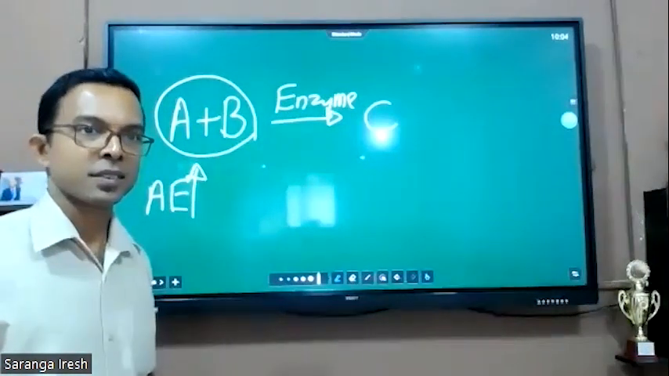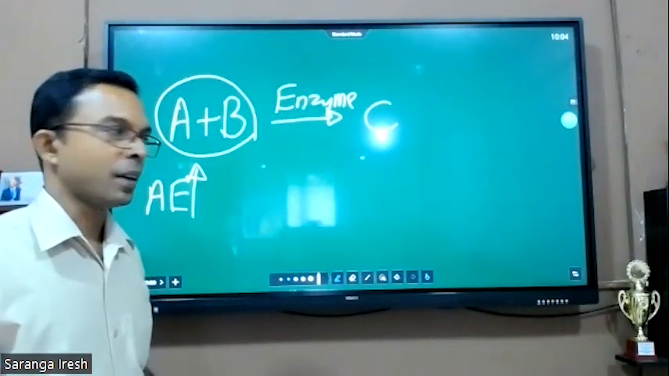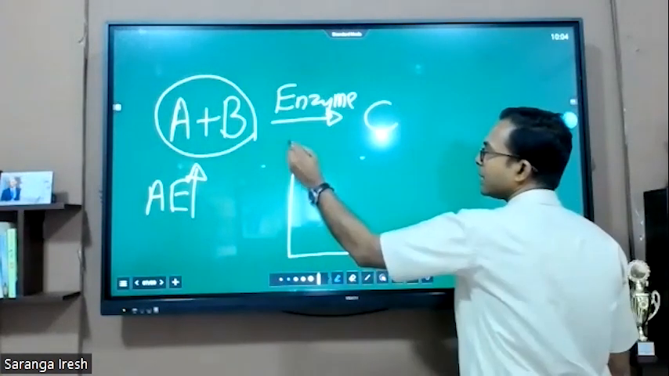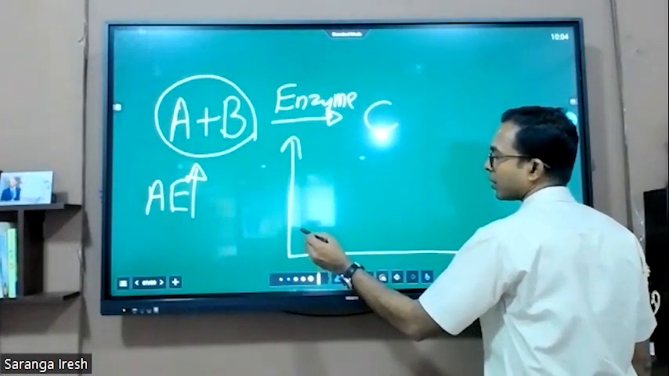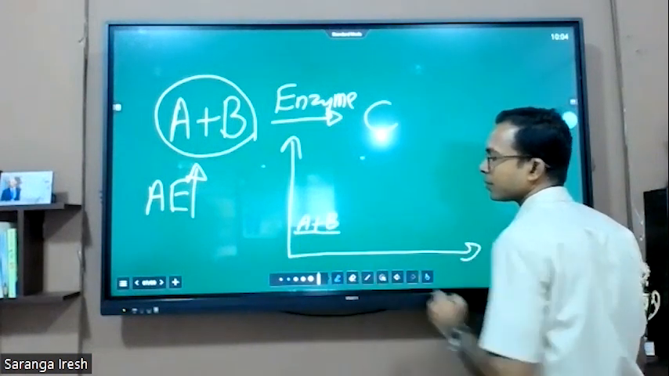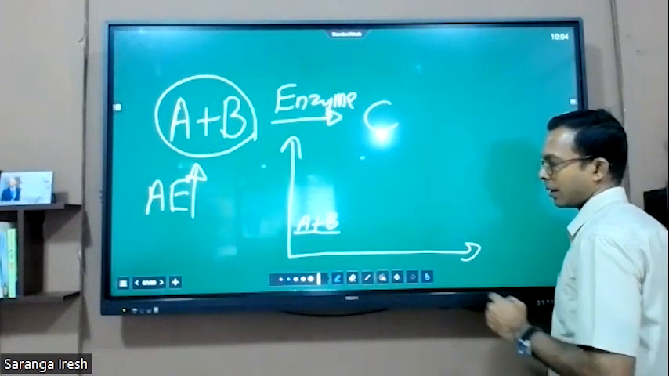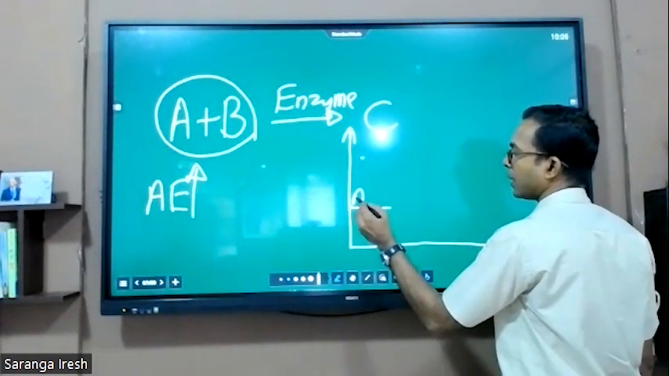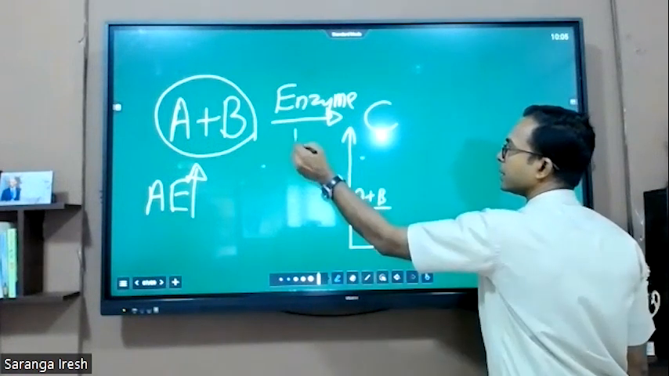Biological catalyst, enzyme. So when we draw the activation energy in a graph like this, this is A plus B, energy.